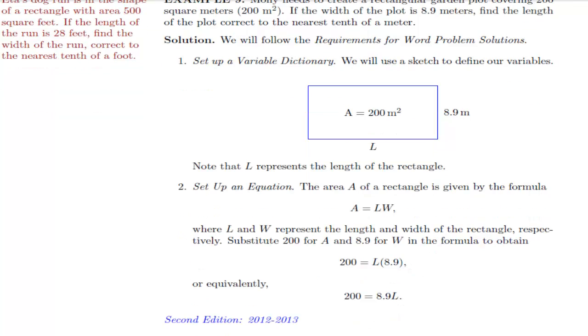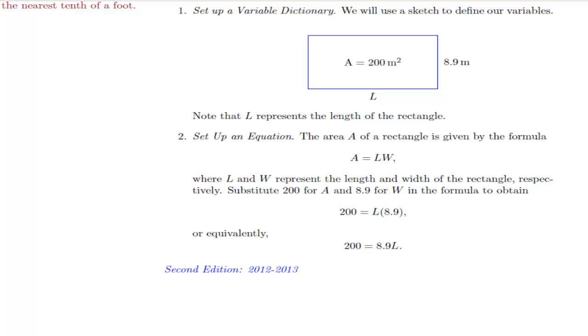We will use a sketch to define our variables. Note that L represents the length of the rectangle. 2. Set up an equation. The area A of a rectangle is given by the formula A equals L times W, where L and W represent the length and width of the rectangle, respectively.